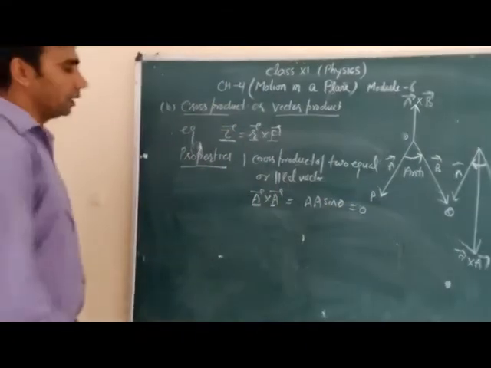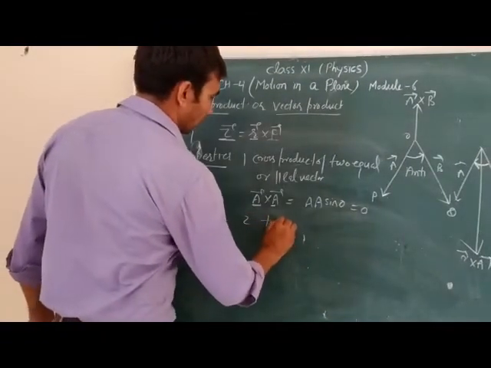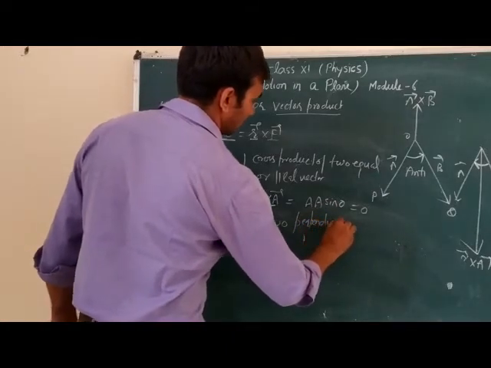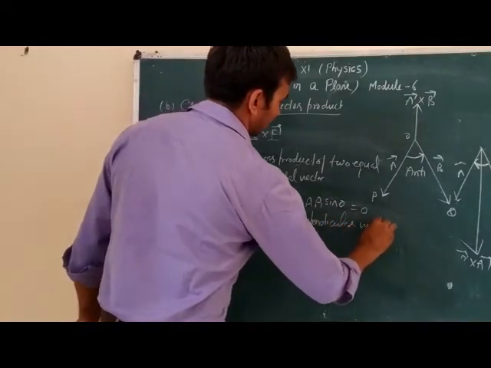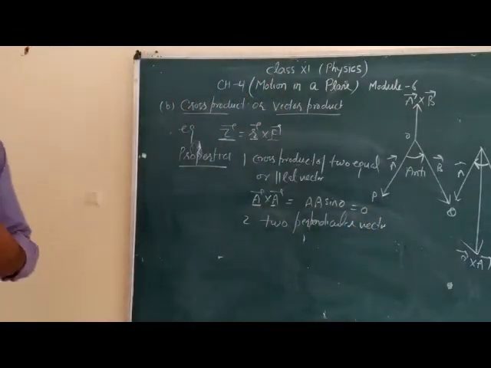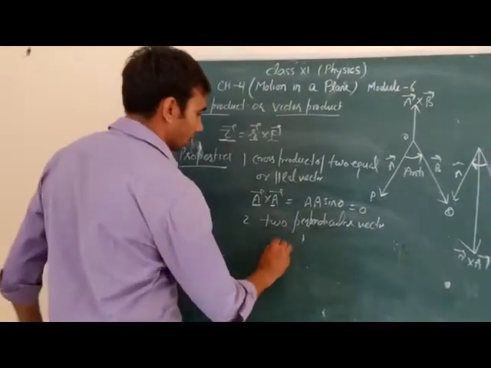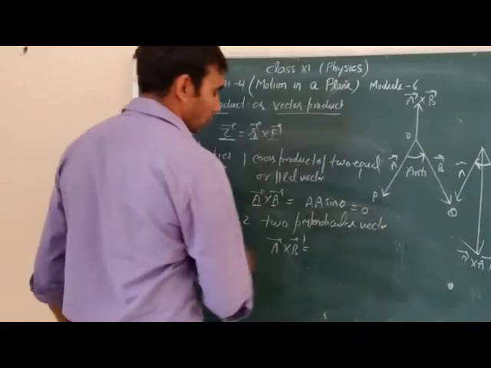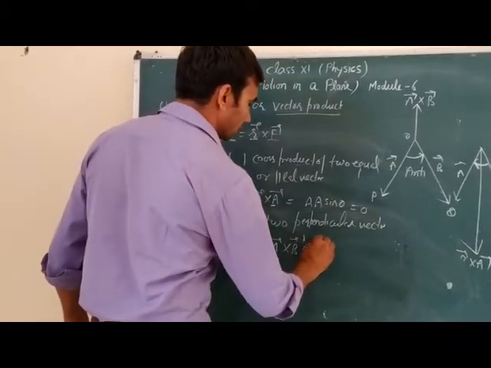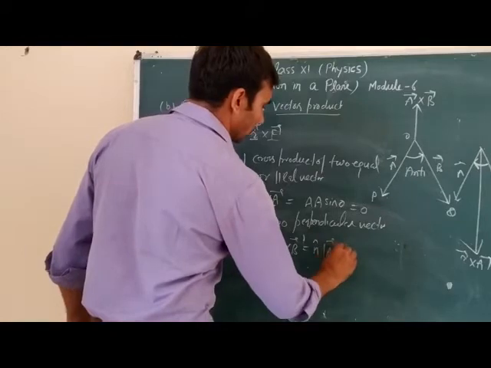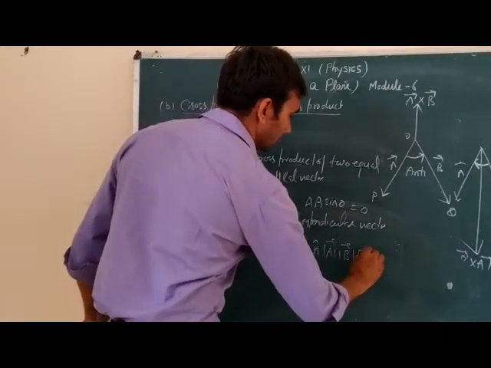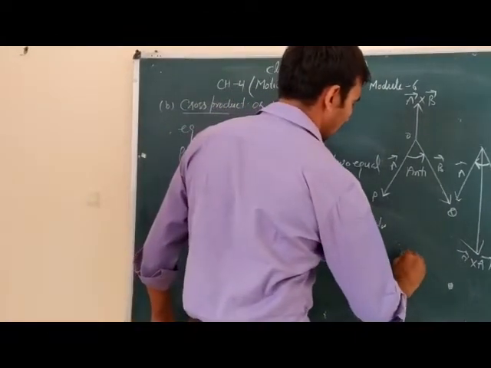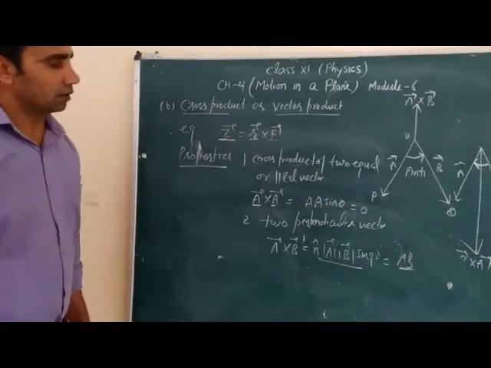The second property: the cross product of two perpendicular vectors. A cross B is equal to the magnitude of vector A, magnitude of vector B, sin 90, with the unit vector. Sin 90 is 1, so it is equal to the magnitude of vector A into B.